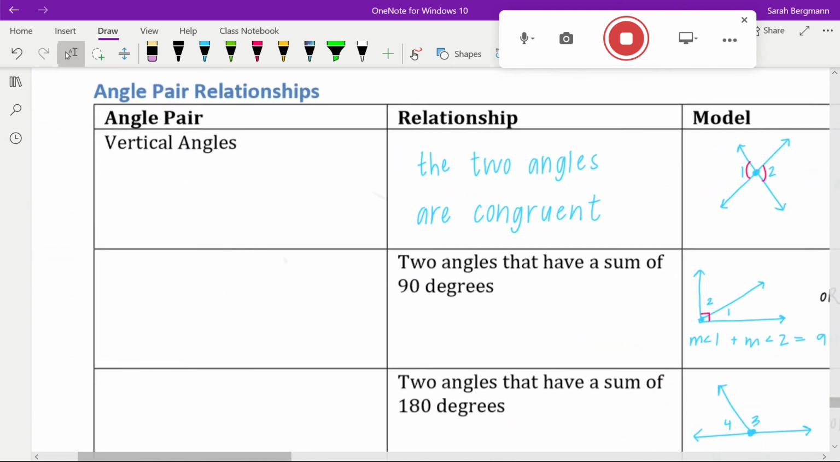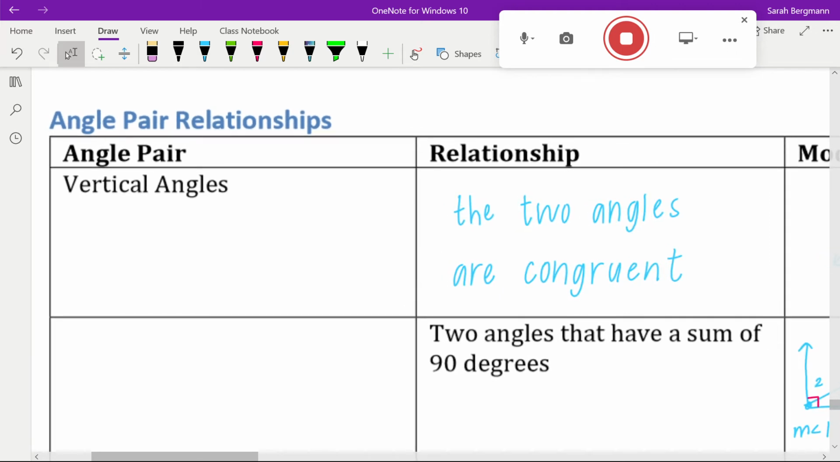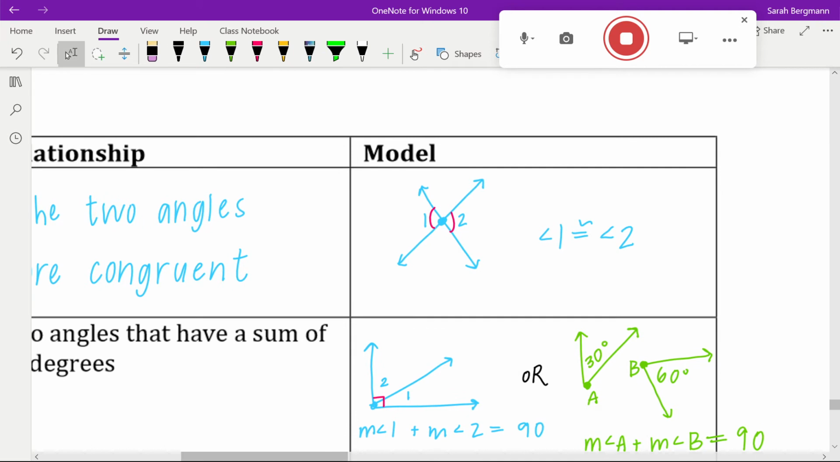Next, I want to go over some special pair relationships with you. So something that's special about vertical angles is that the two angles are congruent. So for example, if we look at angle 1 and angle 2 here in this model, we know that those two angles are congruent. In other words, they have the same measure.